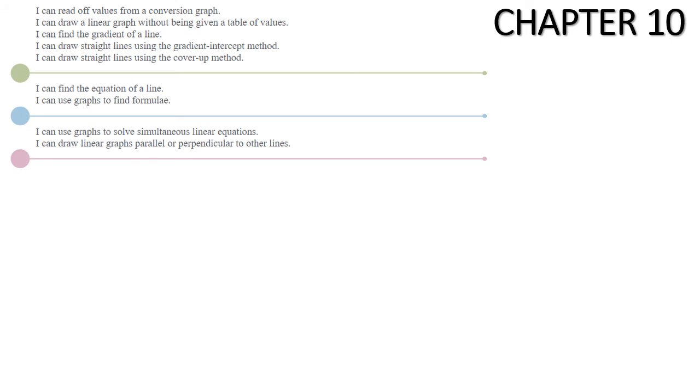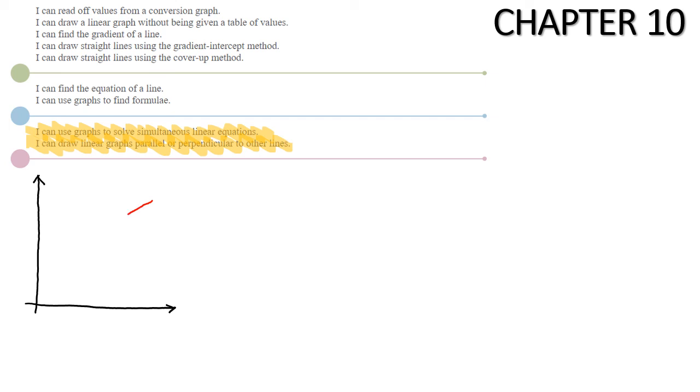Right, we're now on to the last section here, which is using graphs to solve simultaneous equations and drawing graphs of parallel or perpendicular lines. Right, let's start with using graphs to solve simultaneous equations. Right, what does that mean? That basically means writing down the coordinate where two lines cross.